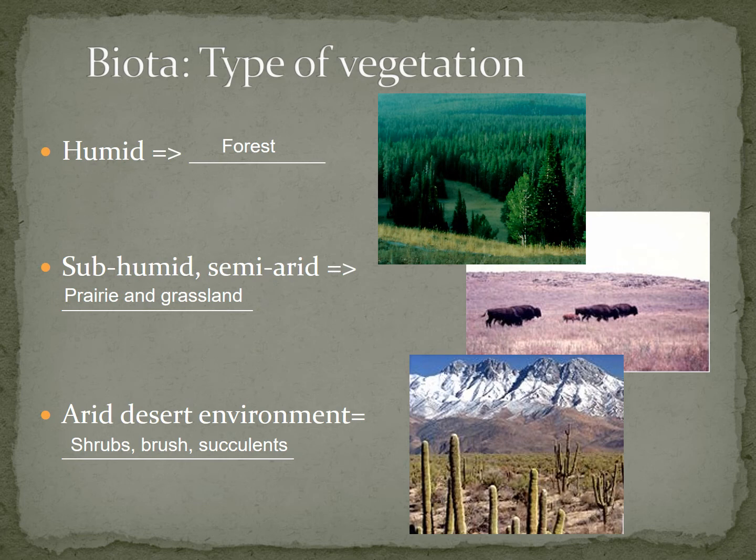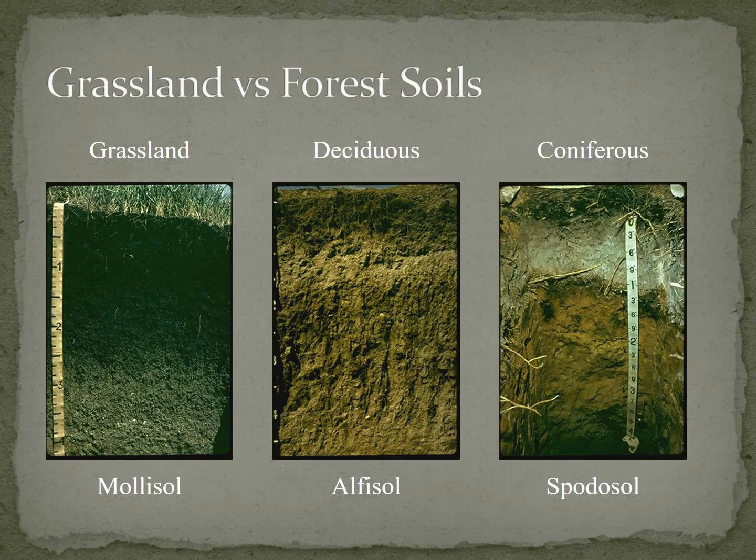Different types of vegetation will also influence soil formation. In humid regions, forests are going to have drastically different soil formation than in the subhumid, semi-arid prairie and grassland soils. In an arid desert environment, we're going to see shrubs, brush, and succulents. And they're going to have much different soil formation because of the difference in root systems and the difference in translocation of nutrients and the difference in rainfall and lots of different things that come along with these different vegetation types.